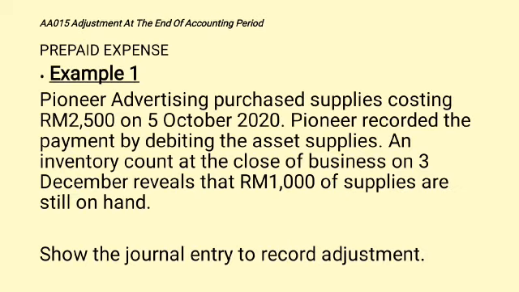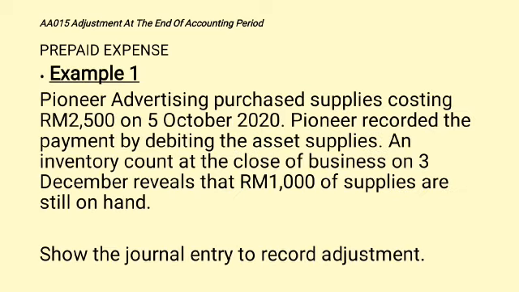Now, we look at the first example. Pioneer Advertising purchased supplies costing RM2,500 on 5th October 2020. Pioneer recorded the payment by debiting the asset supplies. An inventory count at the close of business on 31st December reveals that RM1,000 of supplies are still on hand. Show the journal entry to record the adjustment.